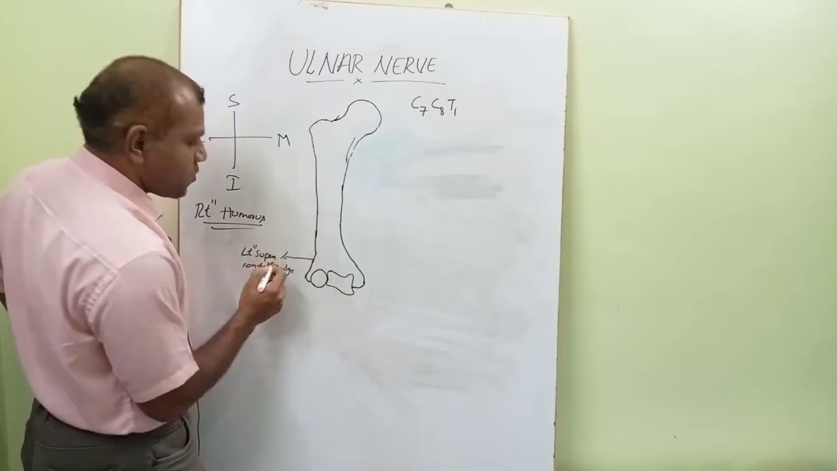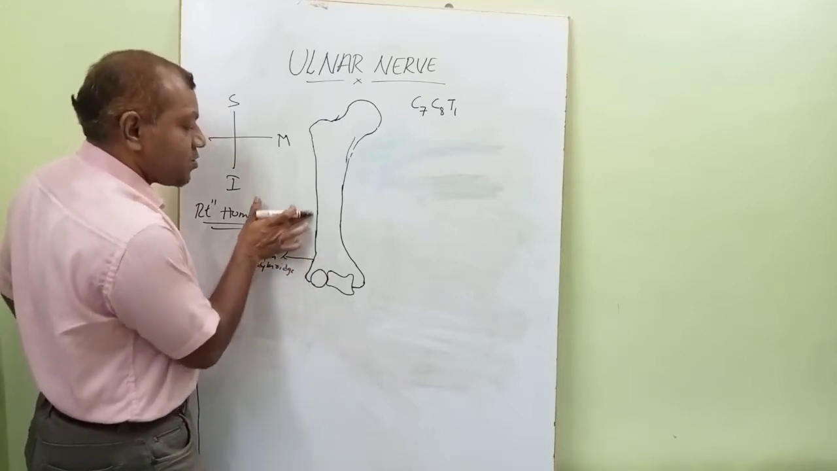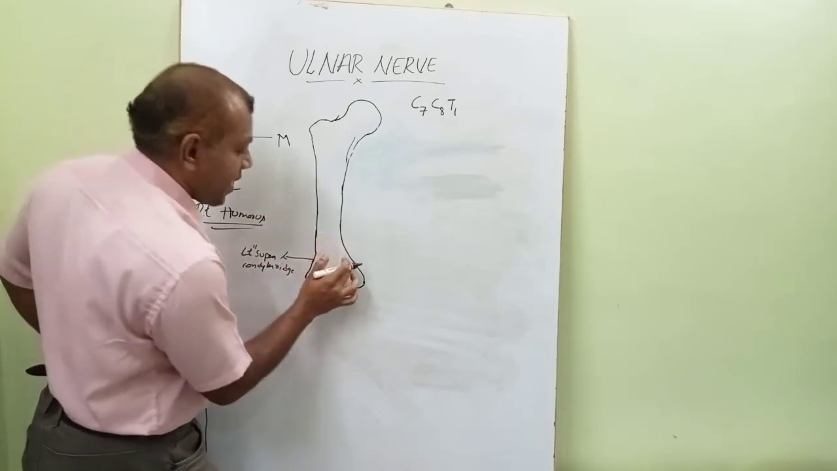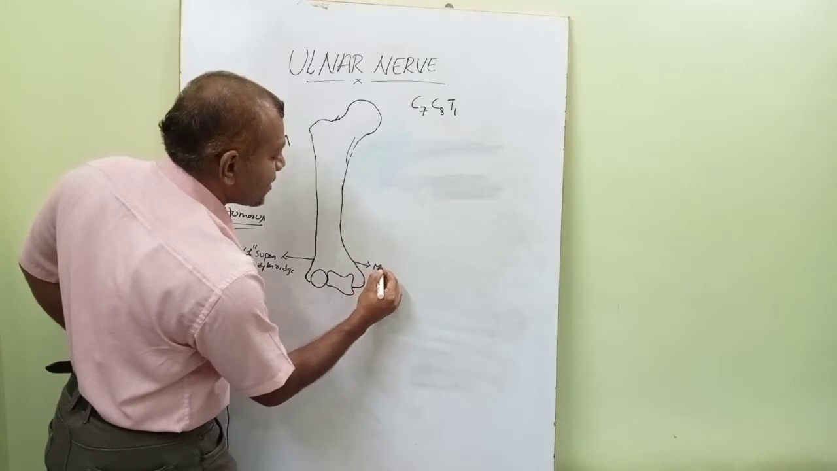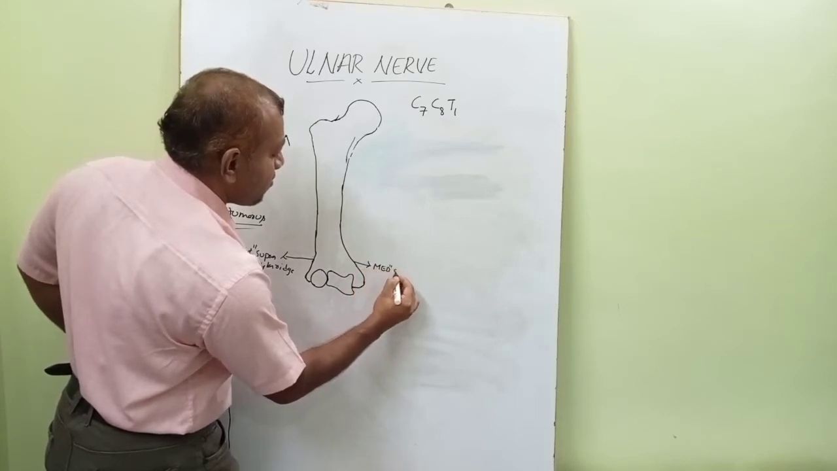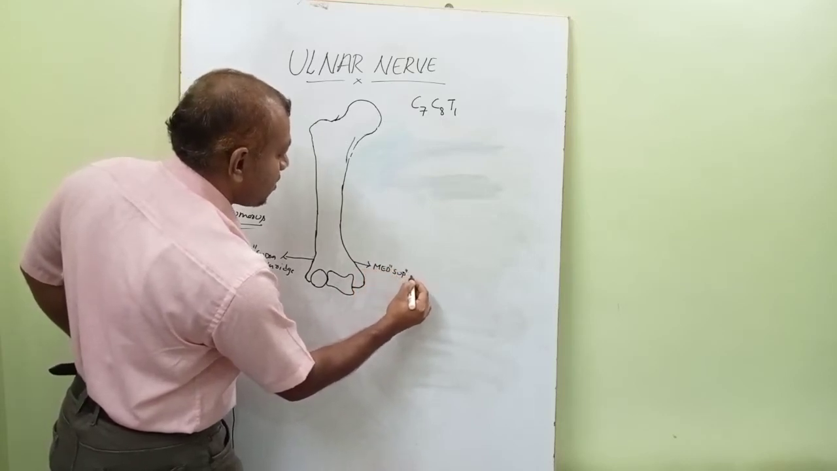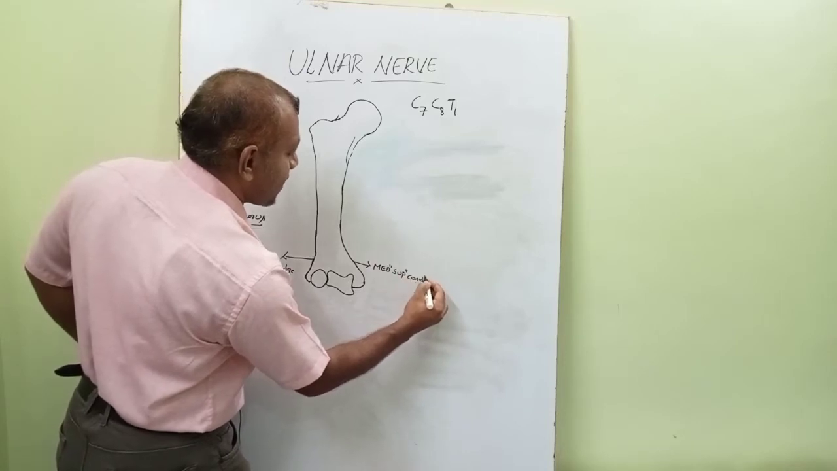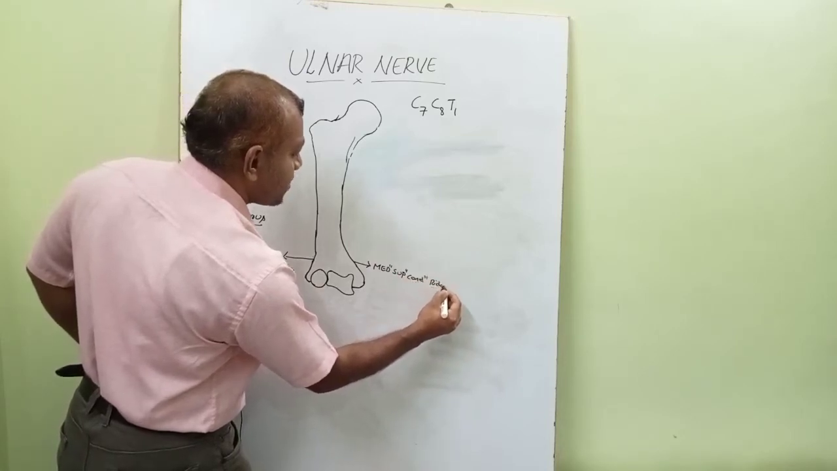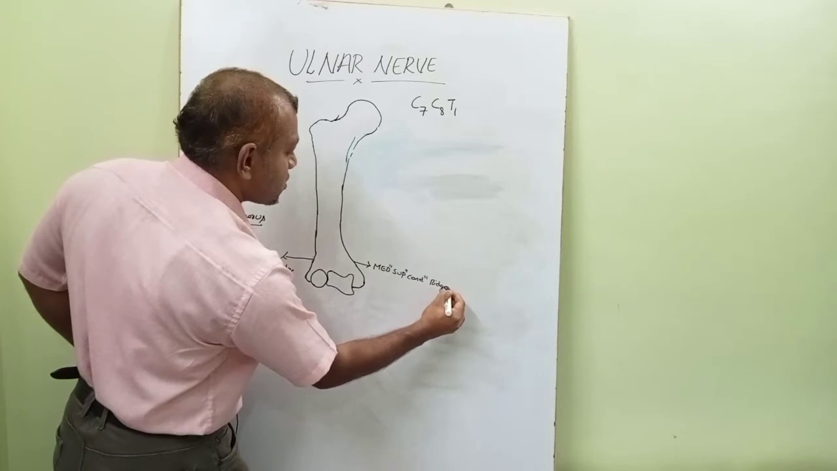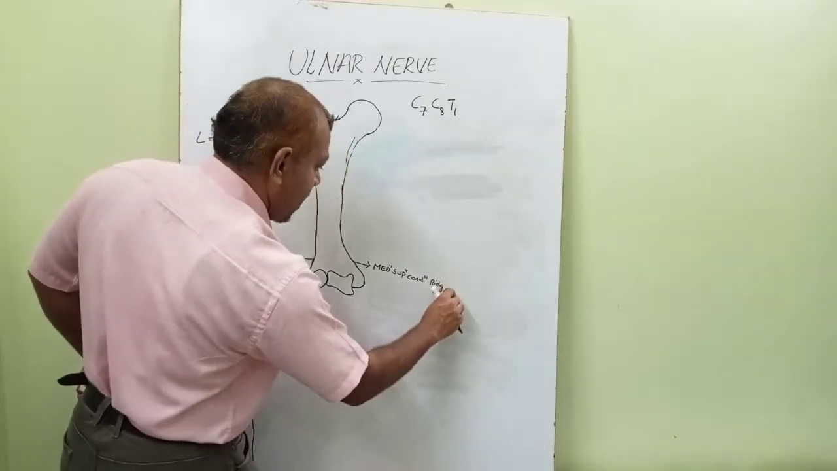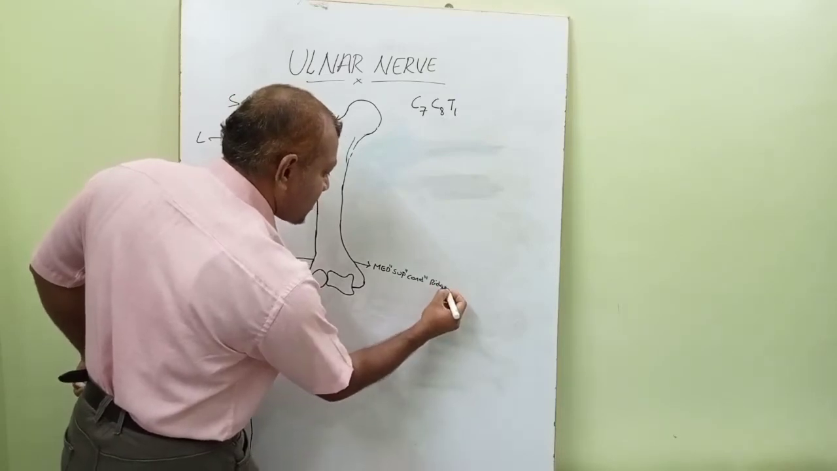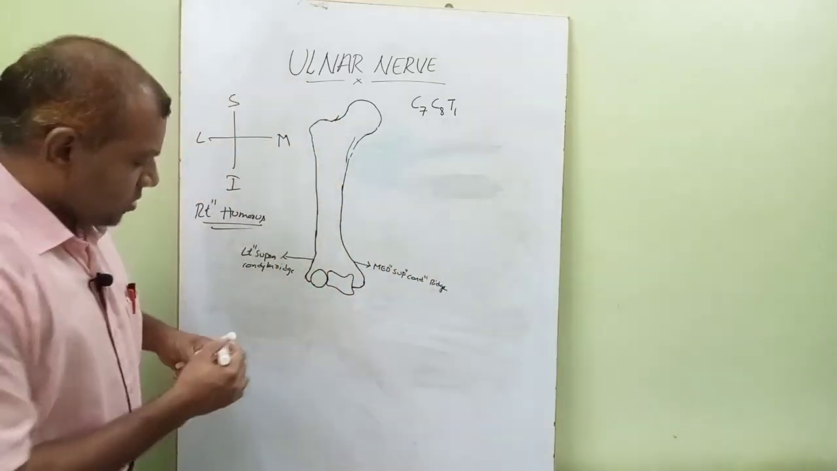This lateral supracondylar ridge gives attachment to the lateral intermuscular septa, and the medial supracondylar ridge gives attachment to the medial intermuscular septa. This is your medial supracondylar ridge. Why am I telling you these bony features? Because you need to understand how the nerve is running. So let me show you that.